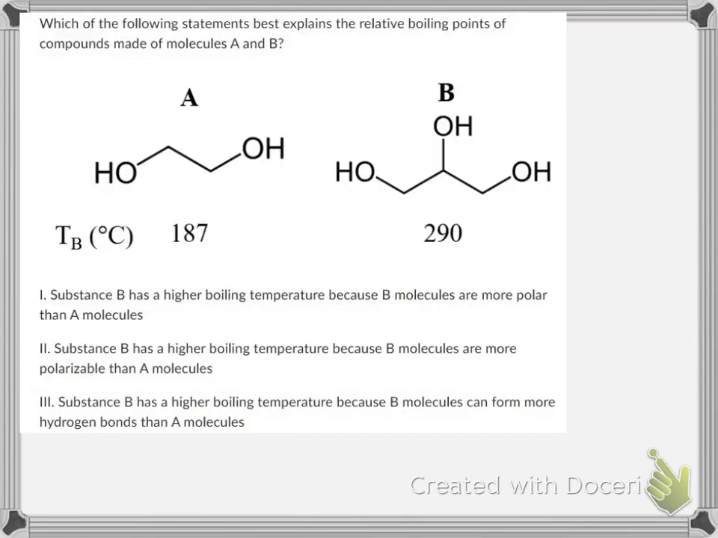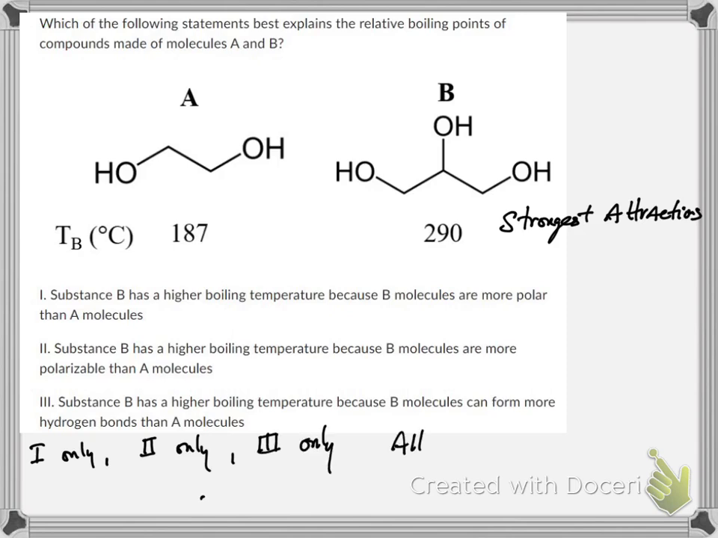All right, so this question, you're given the boiling points, and now we need to know which statements are consistent with these boiling points. Well, clearly B has the strongest attraction, right? Because it has the highest boiling point. So let's take a look at the different answers. Is it 1, is it 2, is it 3, or is it all of them?